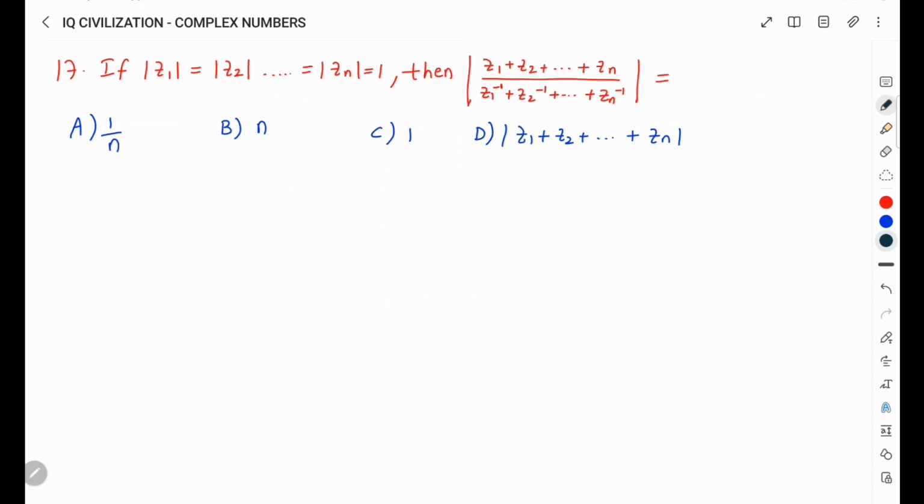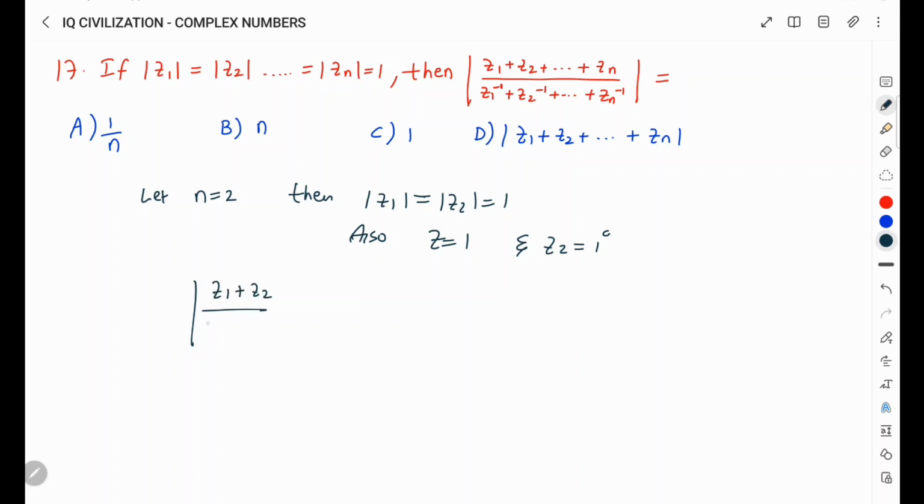See here, if |z1|, |z2|, and so on are equal to 1, then we need the value. So instead of taking all this, let n equal 2. Then |z1| = |z2| = 1. Also z1 is equal to 1 and z2 is equal to i. So just by substitution, (z1 + z2)/(z1 inverse + z2 inverse) is equal to (1 + i)/(1 - i), which is equal to what? By rationalization we will get a 1 here, since they are conjugates.